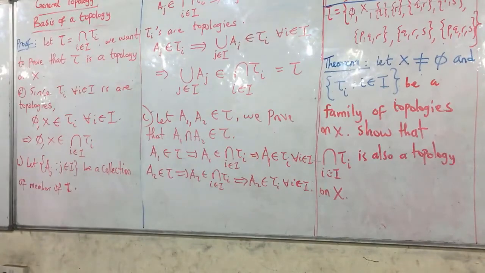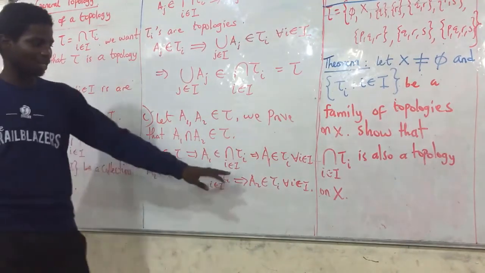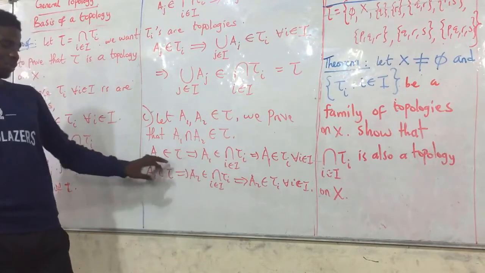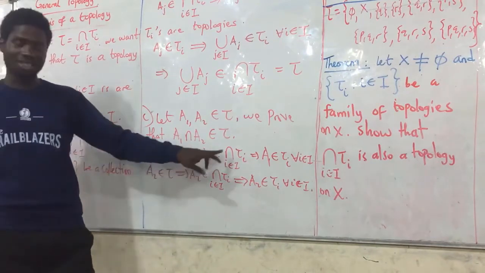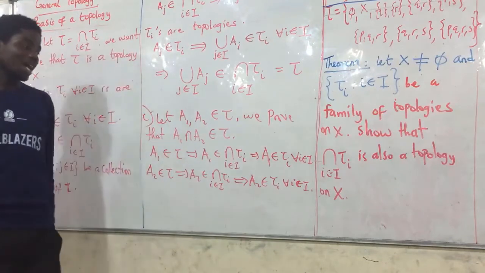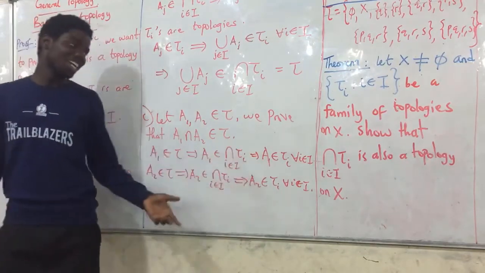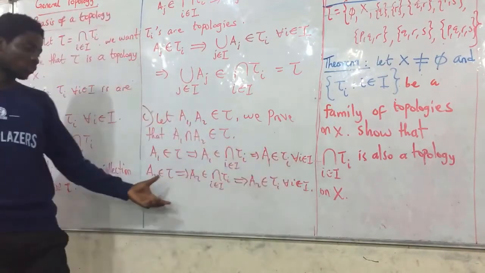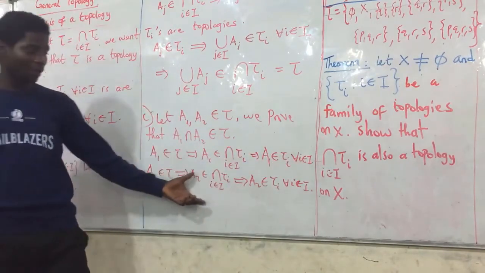And its intersection will also belong to it. So A1 belongs to T means that A1 is inside the intersection, since I said T should be equal to the intersection, right? And if A1 is in the intersection, it means that A1 belongs to everything, isn't it? A2 too, the same thing. What I've done for A1, I've done for A2.